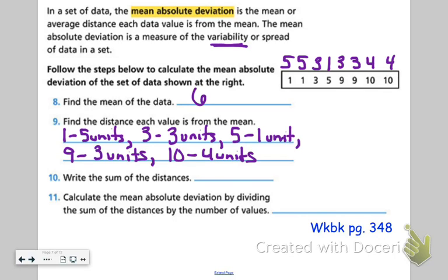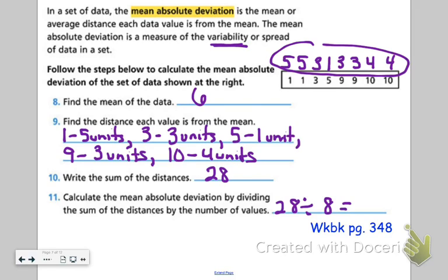So now we're going to write the sum of the distances. What we need to do is we need to add up all of our distances, the 5 plus the 5 plus the 3 plus the 1 plus the other 3s plus the 2 4s. And that will be 28. And now we're going to calculate the mean absolute deviation by dividing the sum of the distances by the number of values. So we had 8 values, so we have to do 28 divided by 8. And that's going to give us 3.5. So 3.5 is the mean absolute deviation. It is the average of the distances.